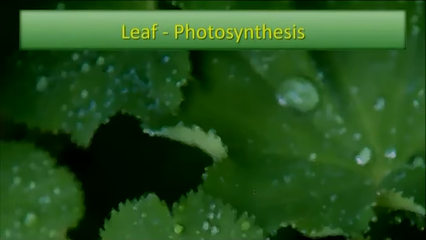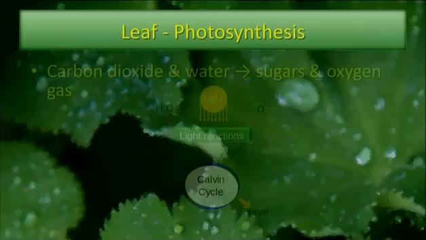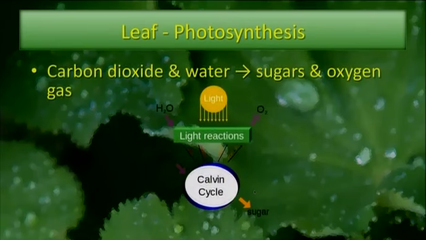Okay, now a leaf. What do leaves do? They do photosynthesis. That's the main thing they do. Now photosynthesis actually allows the use of inorganic substances such as carbon dioxide and water, and using the energy from the sun, converting carbon dioxide and water into sugars and oxygen gas. Okay? So photosynthesis is actually the most important biochemical reaction on Earth. All energy needs of all living things depend upon photosynthesis.